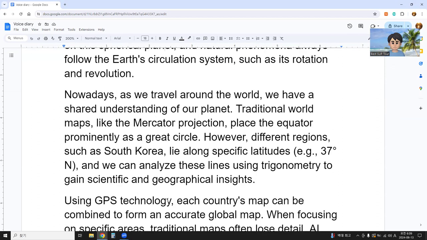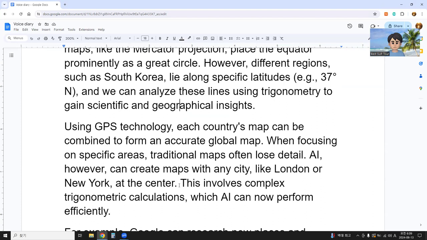And nowadays, as we travel around the world, we have a shared understanding of our planet. Traditional world maps, like the Mercator projection, place the equator prominently as a great circle, and different regions, such as South Korea, lie on a specific latitude, 37 in the northern hemisphere. We can arrange these lines using trigonometry to gain scientific and geographical insight. Using GPS technology, each country's map can be combined to form an accurate global map.